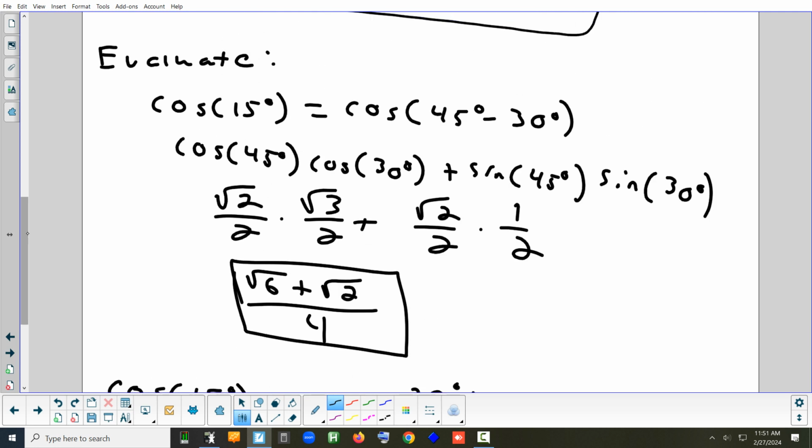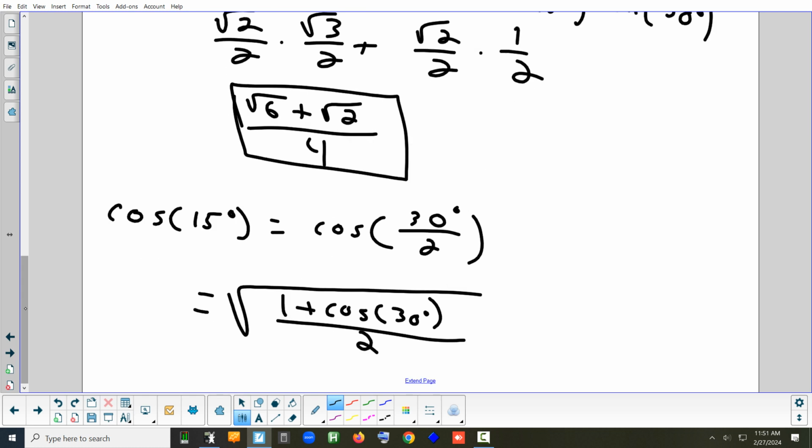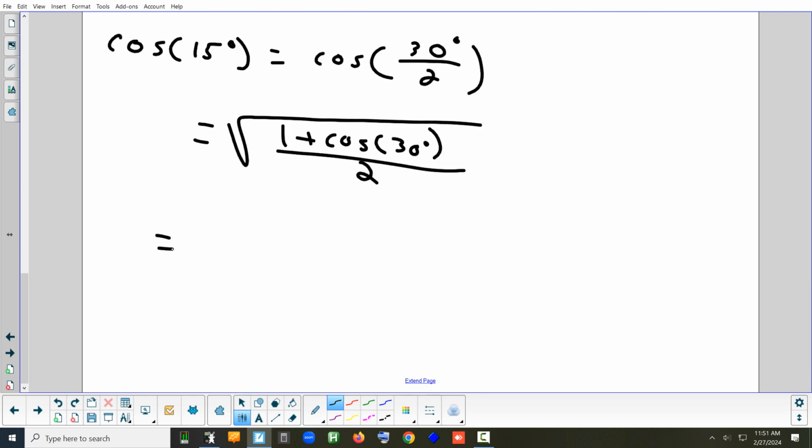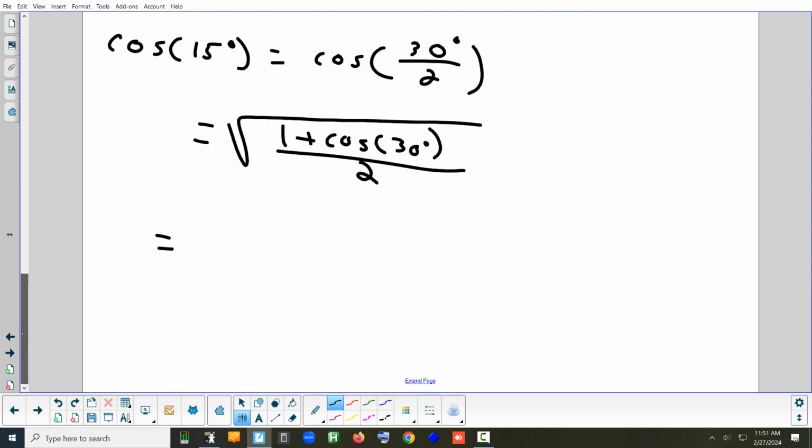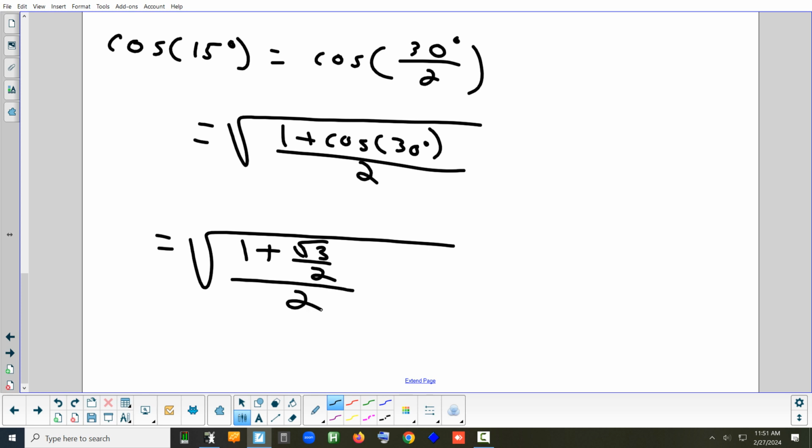What did we get? Square root of 3 over 2. So we have 1 plus square root 3 over 2, over 2. So the question is going to be, is that the same as square root 6 plus square root 2 over 4?